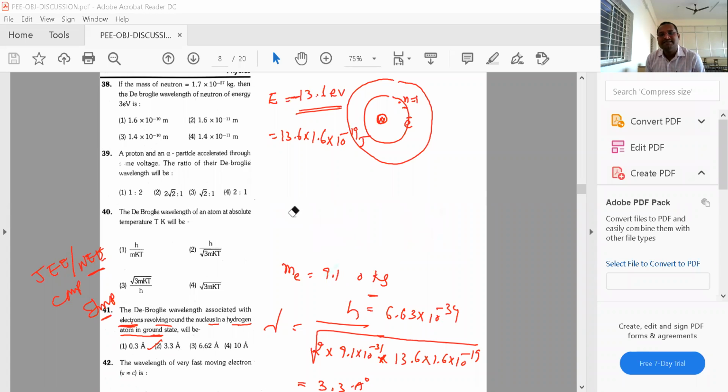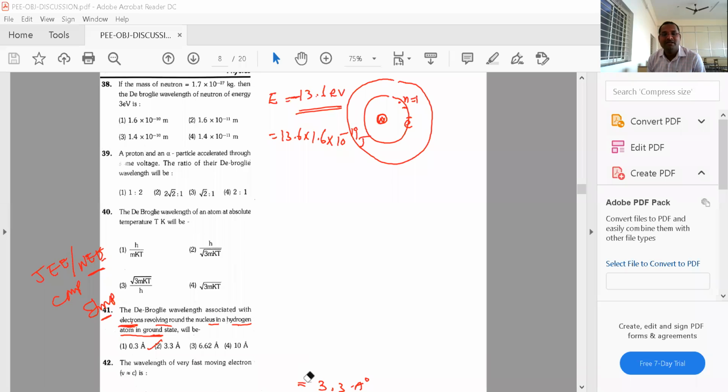What they are saying, this is an electron. For an electron, a shortcut formula is there for us. What is that shortcut formula? The de Broglie wavelength of an electron is equal to 12.27 by root V in angstrom. So if you know the V value, it will become a short calculation.